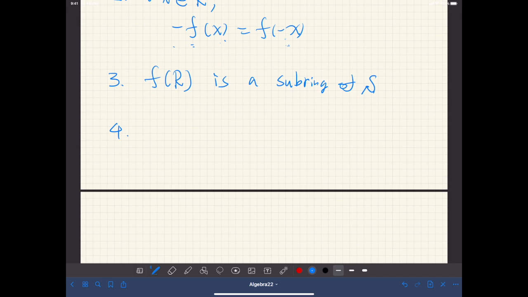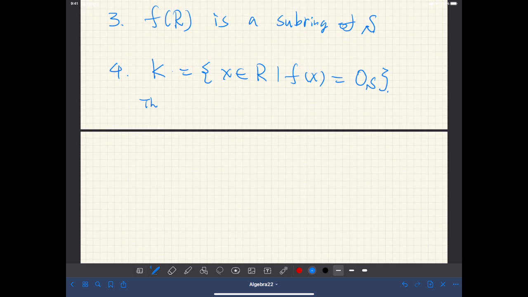And fourth, if we set K equal to the subset of R such that its image is the zero element of S, then K is an ideal of R. So this looks familiar maybe. This is actually called the kernel of this mapping f.